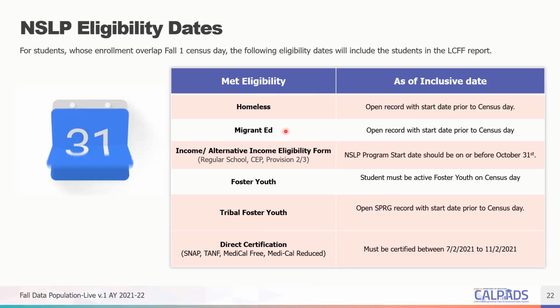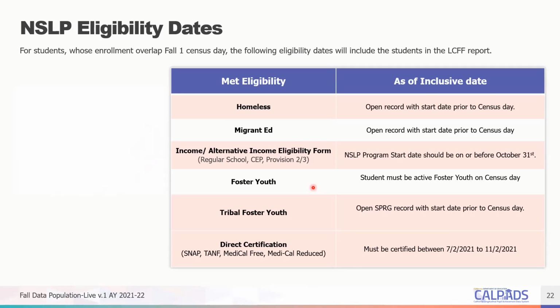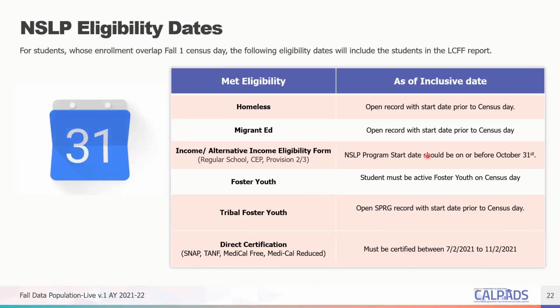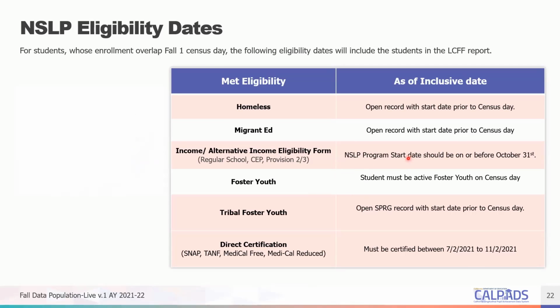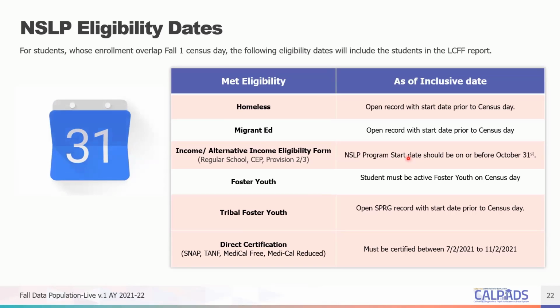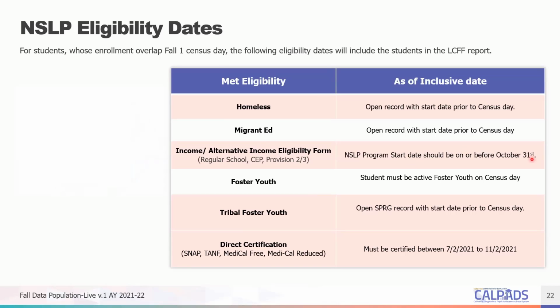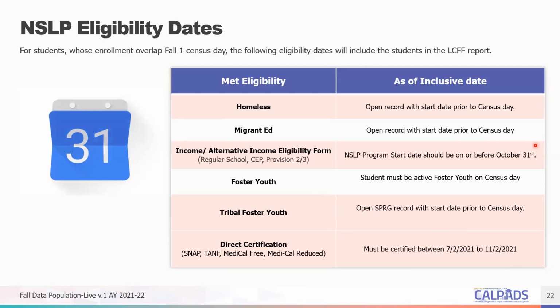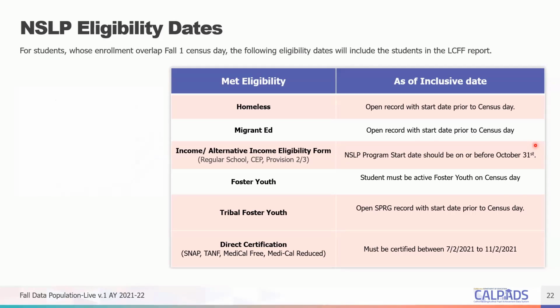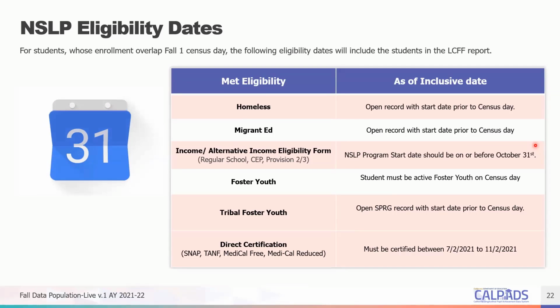And that's the same thing for migrant ed. And then if a foster youth was matched with a date before census and overlapping census, then that's also reported. And then you have all of your NSLP eligibility. So if you have your income forms received on or before October 31st, if all of the requirements are met and the date stamp is October 31st, regardless if the verification came back eligible for free lunch, let's say in November, as long as the date stamp was October 31st or earlier, you can backdate that program. Okay.